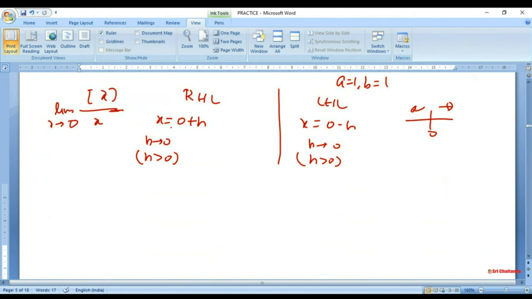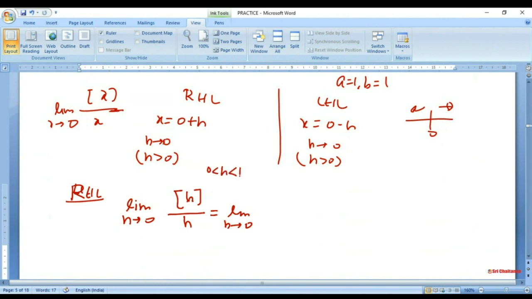So we write this further. Calculate the right hand limit first. The right hand limit becomes the limit as h tends to 0 of floor of h upon h, since x was 0 plus h, that is h. Remember h is positive but very small. You can say 0 less than h less than 1. It's as small as you can think of. So that floor of h becomes 0, over h. And if this is the case, then your answer is 0.